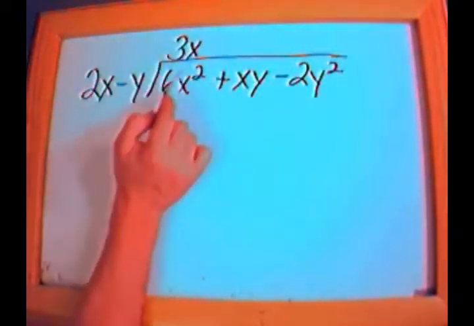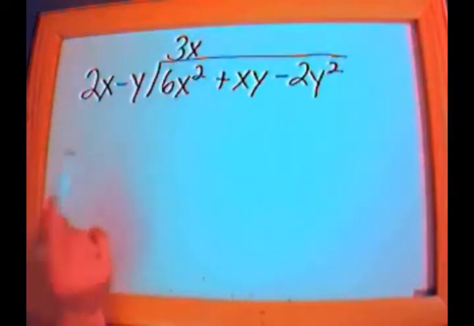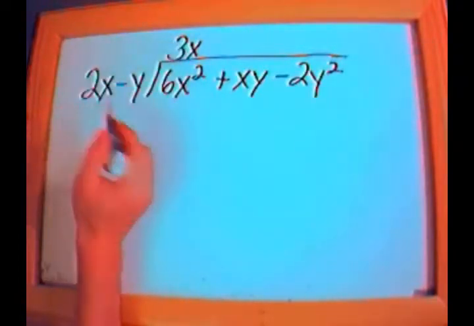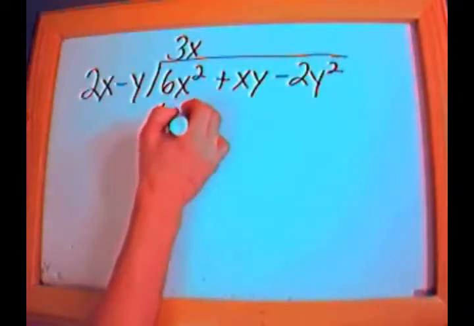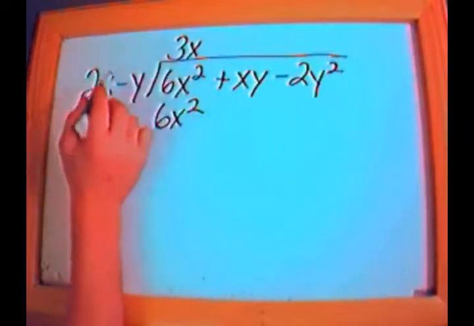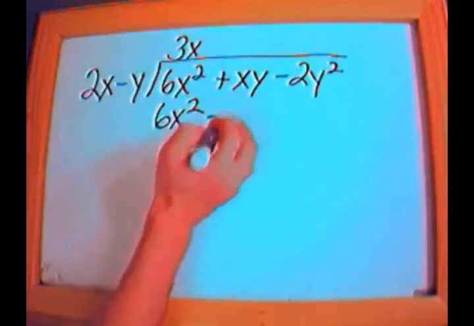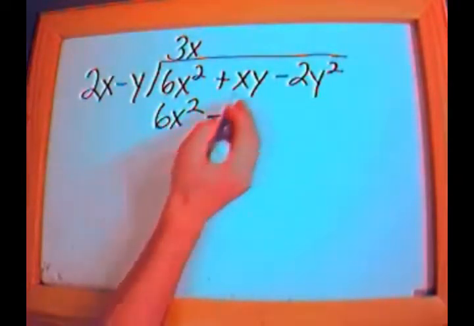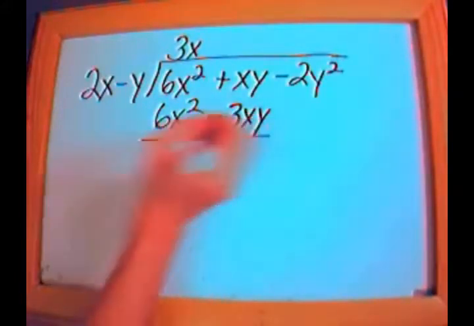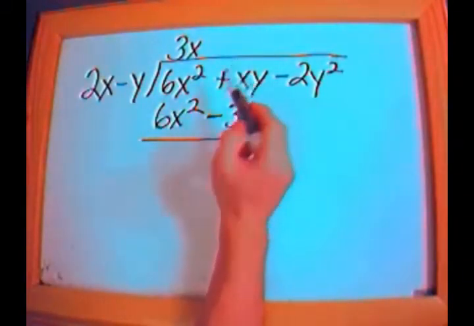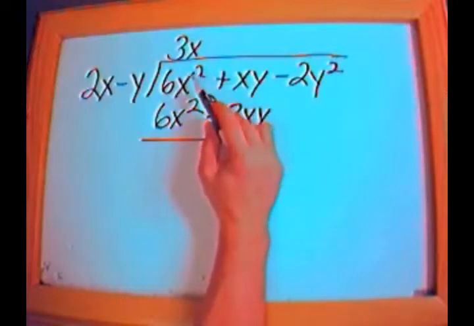3x times 2x. 2 times 3 is 6. X times x is x squared, so that's correct. So let's multiply this times this. 3x times 2x, we just said was 6x squared. 3x times negative y is negative, so I've got to put the negative sign there. 3 times x times y. Now draw my line.